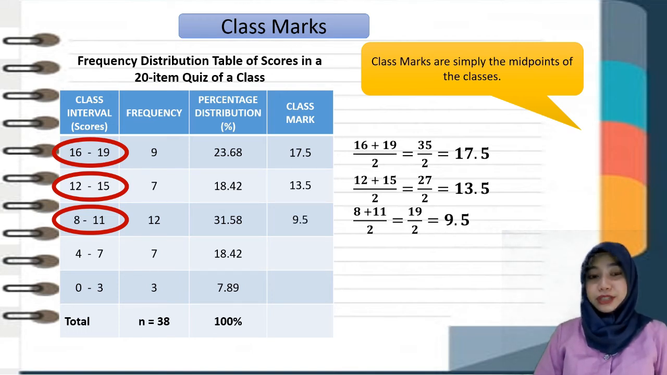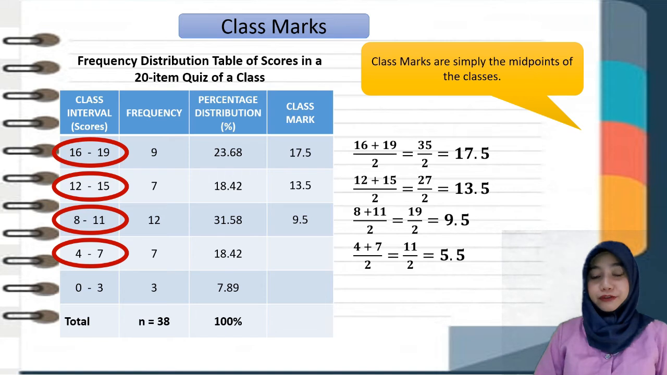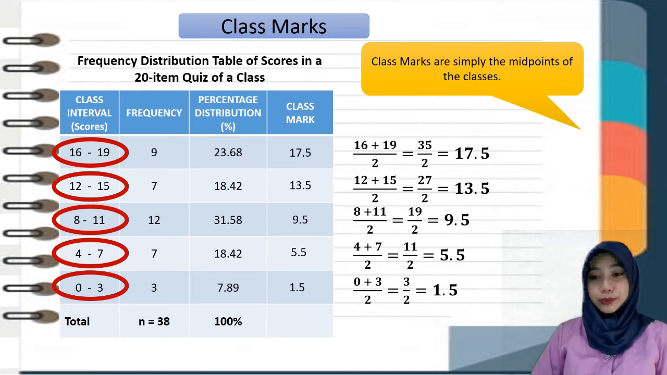And then 4 to 7, we have 4 plus 7 is 11, and then divided by 2, we have 5.5 as the class mark. And lastly, we will add 0 and 3, and then divide it by 2. So 3 divided by 2 is 1.5. We have now completed the class mark for each class interval.